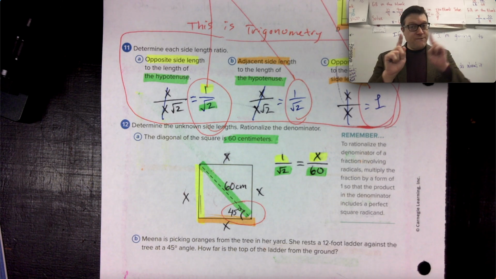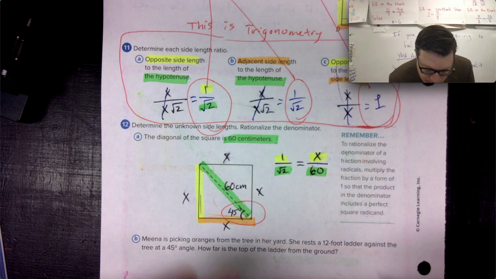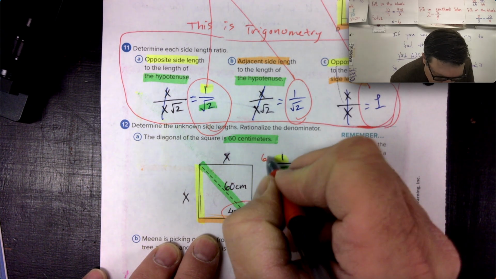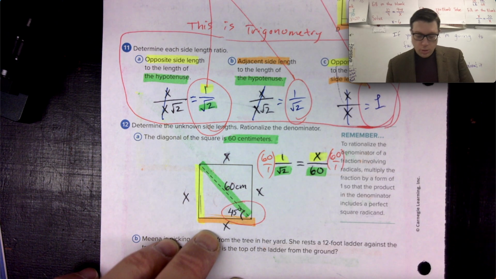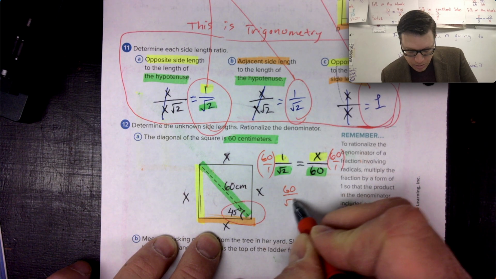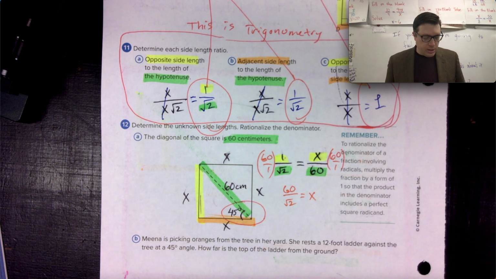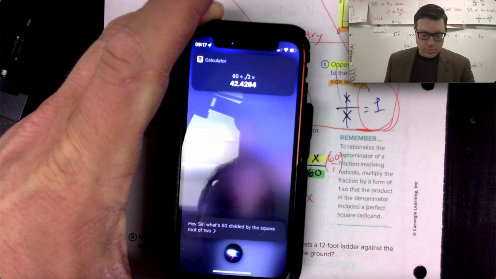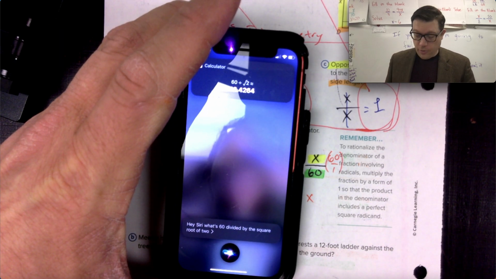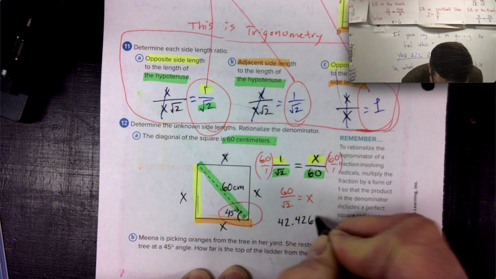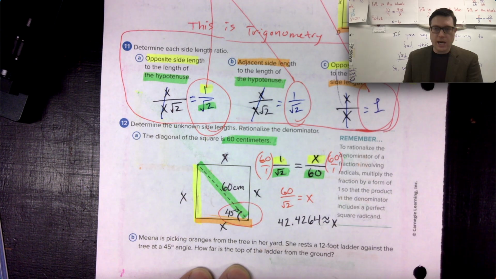But the better, first and only thing that you actually have to do is to multiply both sides by 60. And 60 over 1, so it's a fraction. Then you multiply straight across to get 60 over the square root of 2 equals x. Hey Siri, what's 60 divided by the square root of 2? 60 divided by square root of 2 is approximately 42.4264. That's approximately equal to x.